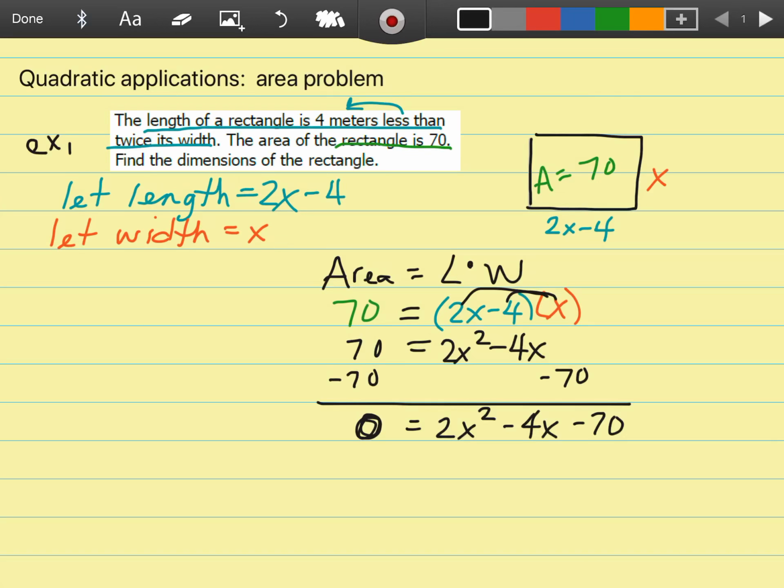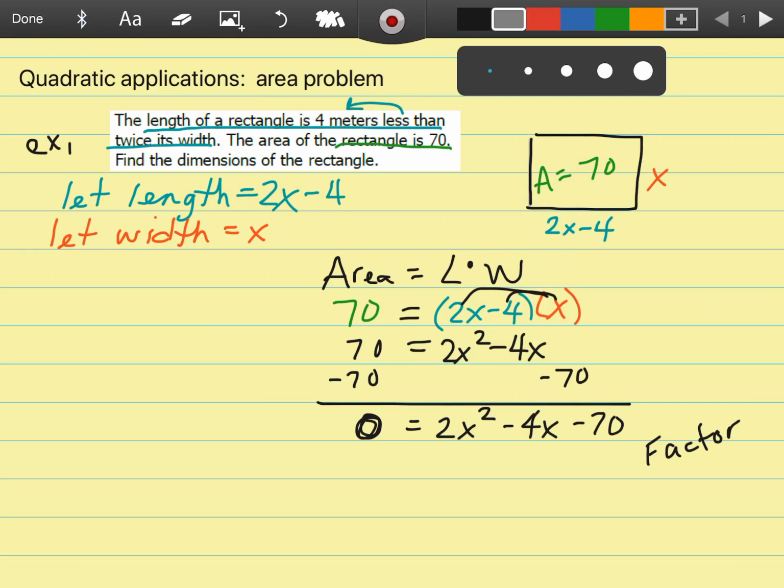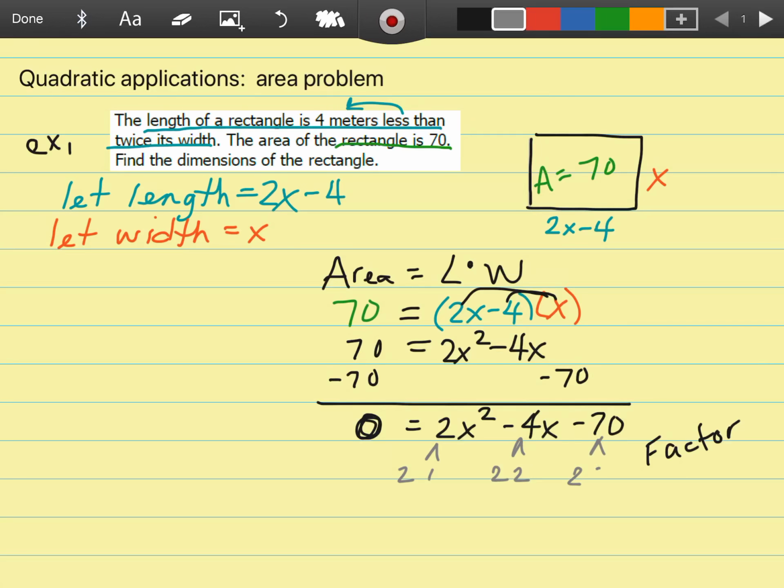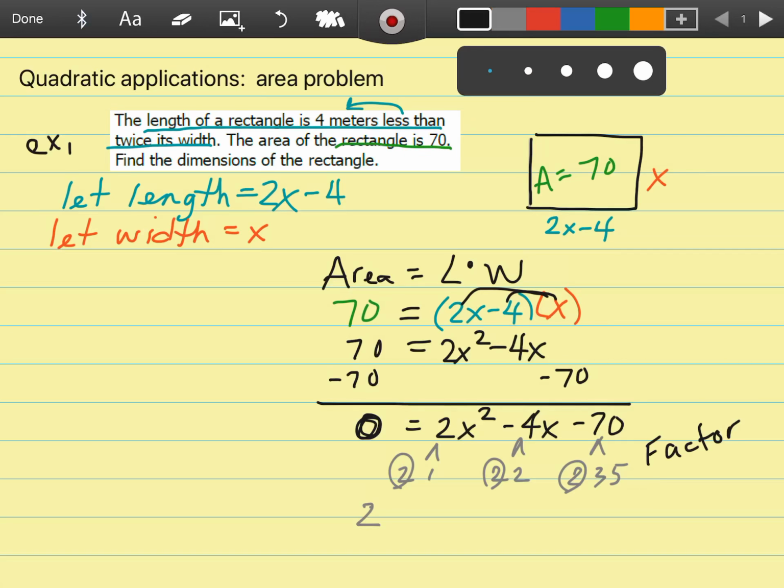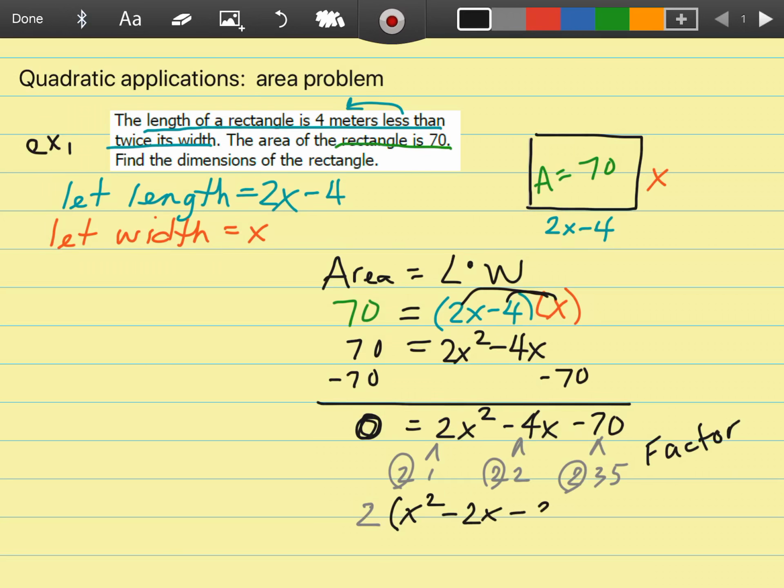All right, now I am ready to factor. So the first thing I want to do is see if I can take out a GCF. 2 times 1, 2 times 2, 2 times 35. So I do see a GCF right there. I'm going to take out that 2, and then I'm going to put the leftovers in parentheses. 1x squared minus 2x minus 35.